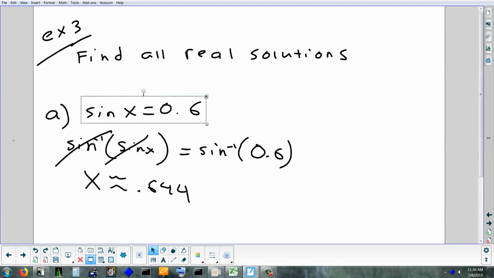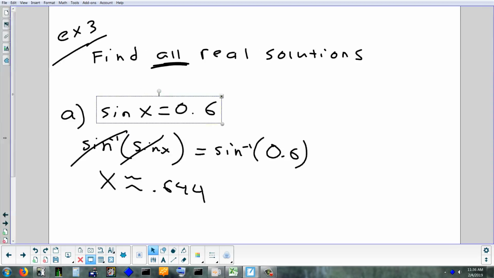Now, the directions didn't say to just find a single answer. They said to find every single possible answer. So that 0.644 is going to repeat how often? Every cycle. So what we have to do is put something like this. When you see the word all, you should put plus. Actually, let me write it like this.